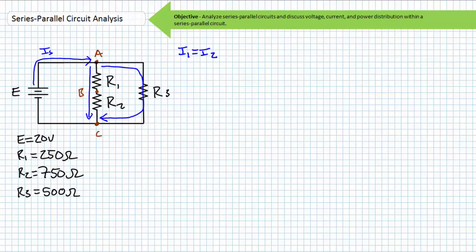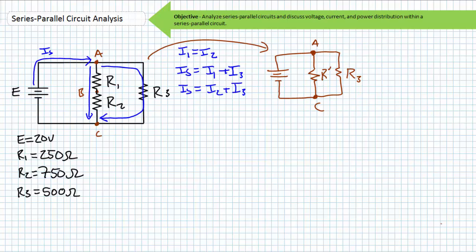Since source current is splitting as it enters node A, it can be said that source current is equal to the summation of I1 plus I3, or I2 plus I3, since I1 equals I2. Additionally, since we're aware that R1 and R2 are in series with one another, we can think of the left-hand branch being a single imaginary resistor, I'll call R prime, being the summation of R1 and R2, strung between nodes A and C. In this simplification, node B is no longer accessible.